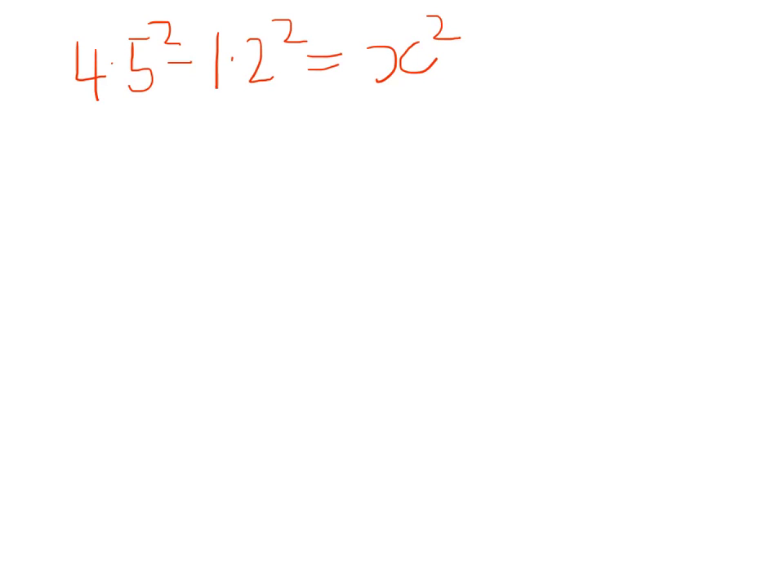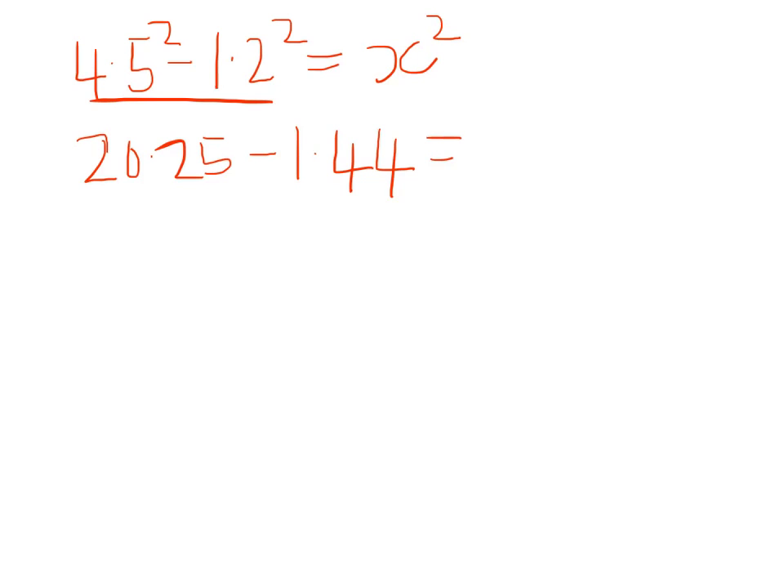Let's simplify the left-hand side of this equation. So we've got 20.25 take 1.44 equals x squared. And to neaten this up, I might just swap the sides, which we can do. We can say x squared equals our 20.25 take 1.44, which is going to be 18.81.